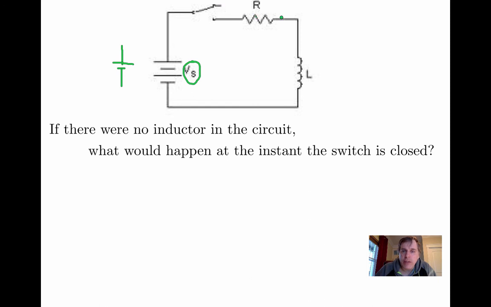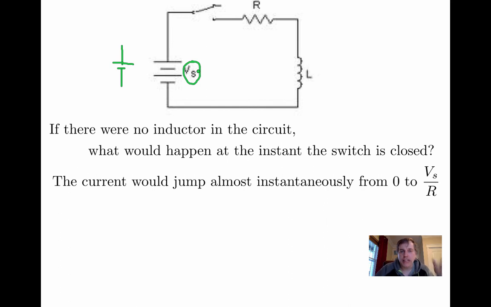Okay, simple circuit. You have a switch here, you have a resistor here, you have an inductor. No capacitor for now. If there were no inductor in this circuit, let's say you remove the inductor and replace it by an ideal wire, what will happen to the circuit? Just a resistor and a battery. At the instant you close the switch, the current, which was 0 before, jumps right to the value that you calculate, which is just Vs over R. So you'll get a graph like this.